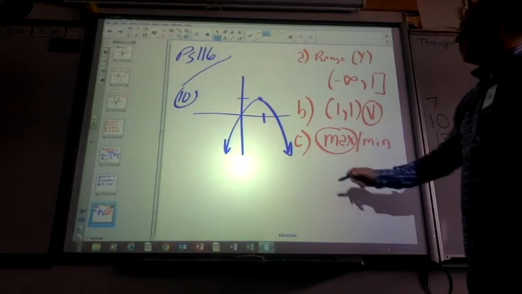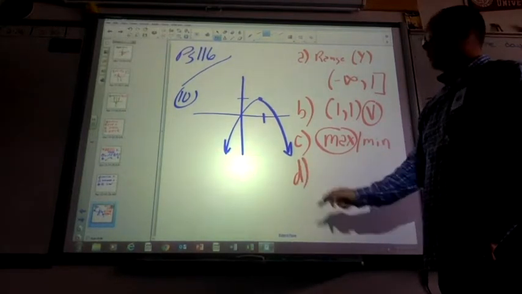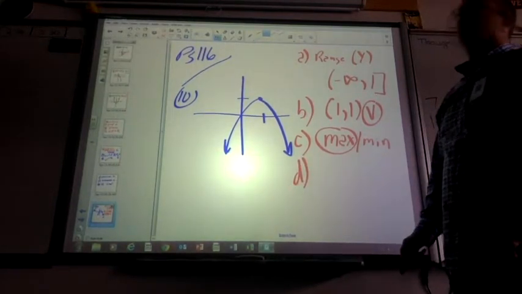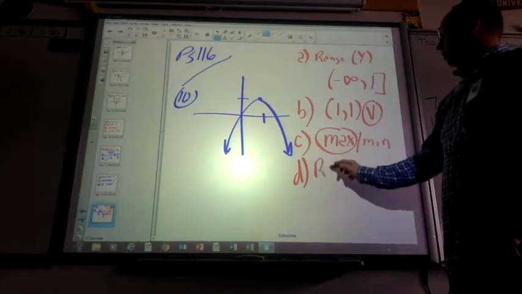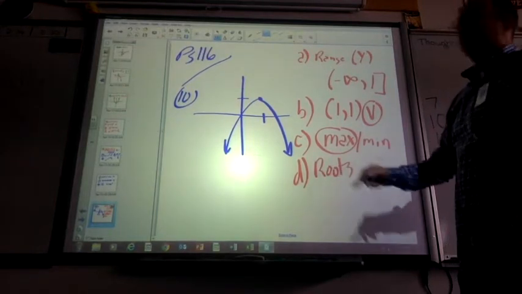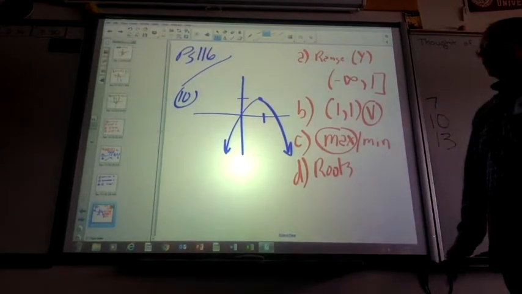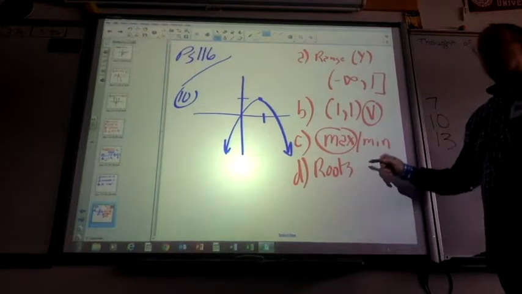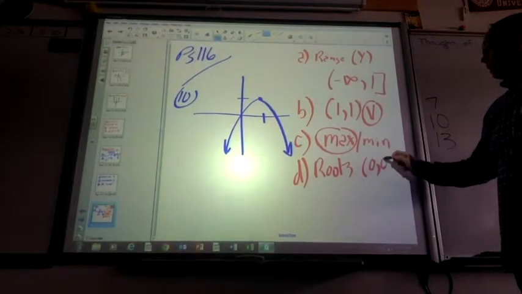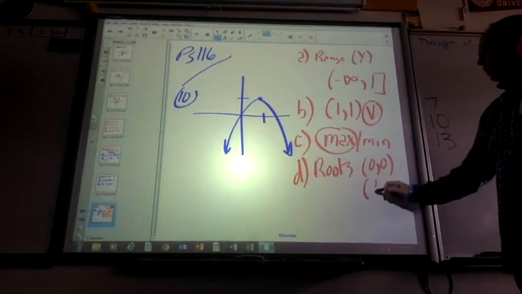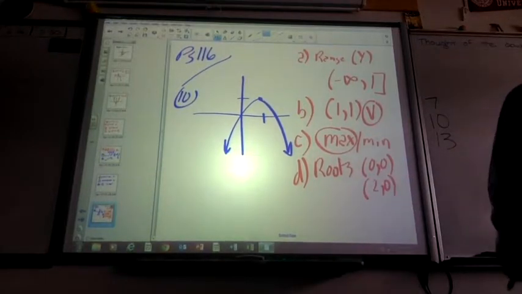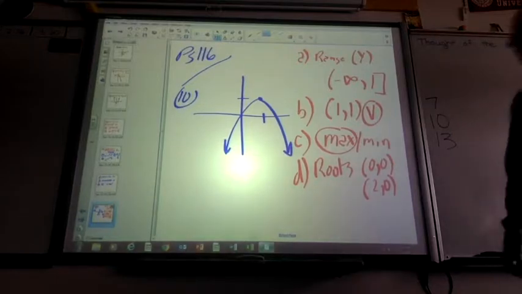Letter D asks us to give x values in which f at x equals 0. You know what that means? What are the roots? We'll just ask for the roots. Where does it appear across the x-axis? (0, 0) and (2, 0). Notice I've labeled them as points. Do make sure they are labeled as points. Don't label it just a singleton number.